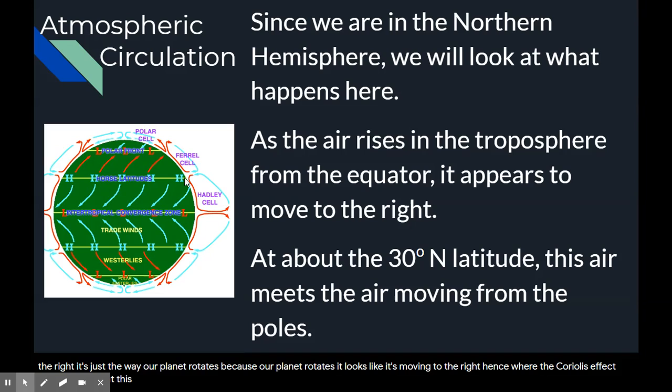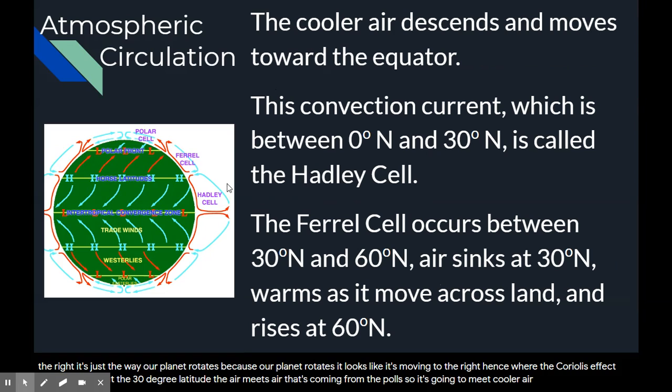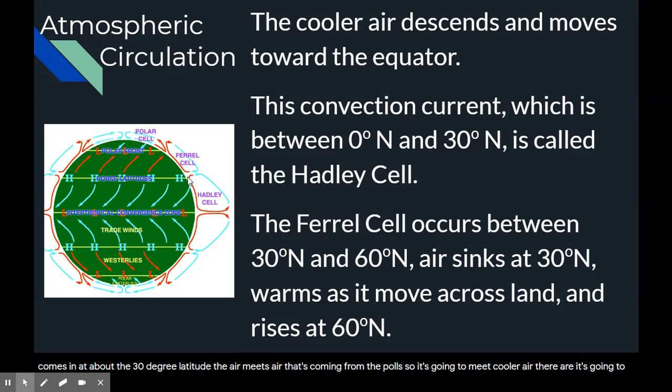At about the 30-degree latitude, the air meets air that's coming from the poles. So it's going to meet cooler air. As it meets that cooler air, it's going to descend back down closer to Earth and get pulled toward the equator again. This convection current that occurs between 0 degrees latitude and 30 degrees latitude is called the Hadley cell.